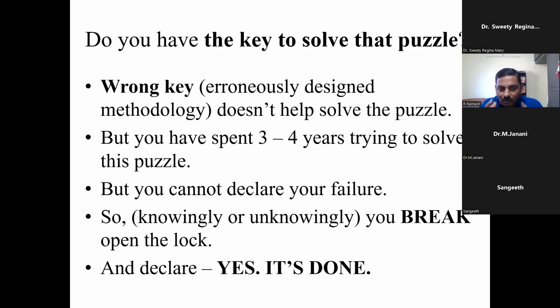So suppose you have a wrong key. By wrong key, what I mean is erroneously designed methodology. That's what I began with, using a screwdriver to cut a tomato. Erroneously designed methodology doesn't help solve the problem. But you have put in 3-4 years trying to solve that puzzle, because PhD level research usually takes 3-4 years. You have put in hard work, and then you cannot declare failure, because you have been into this for 3-4 years now.